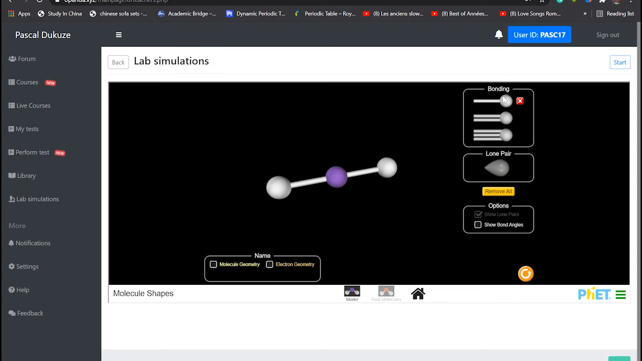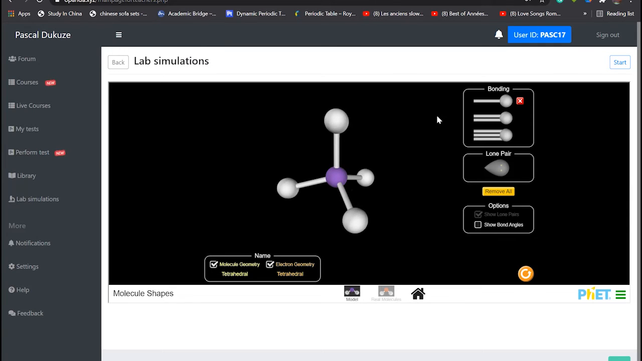If you want, you can add another bonding pair. When you add another bonding pair, now you can see we have what we call a trigonoplanar molecule. Here we have the name. And even the electron domain geometry is trigonoplanar, because, remember, we have no lone pair. You can also add the fourth bonding pair. Now you can see the names have changed. We have a tetrahedral molecular geometry and tetrahedral electron geometry.